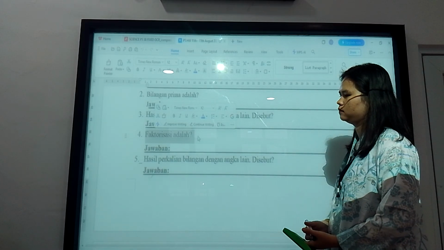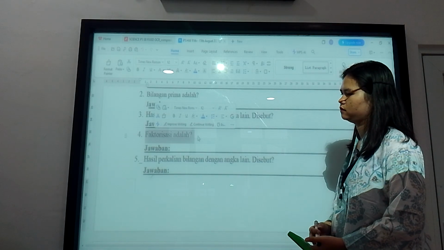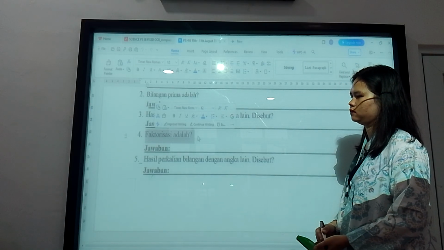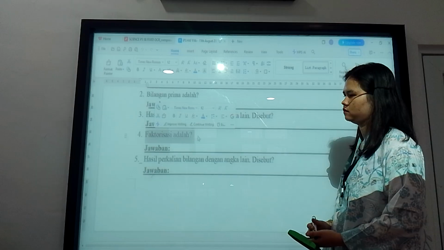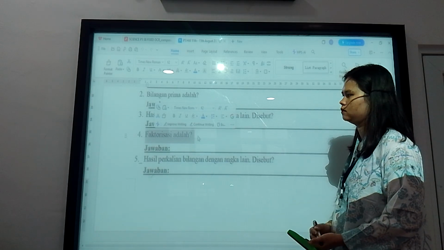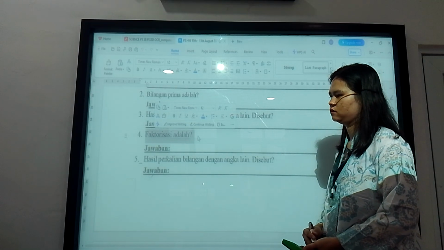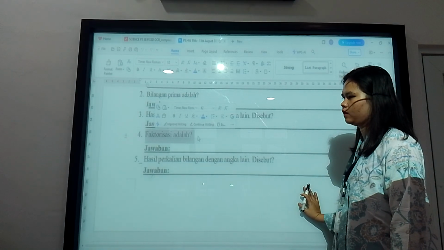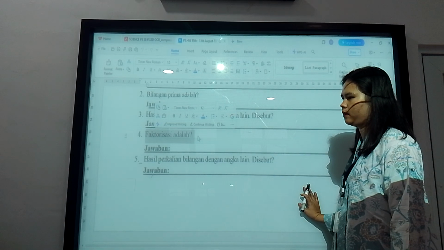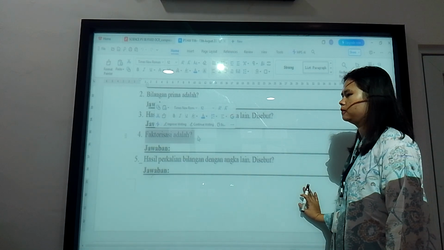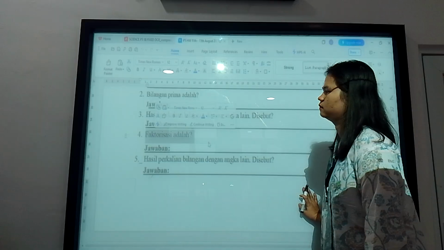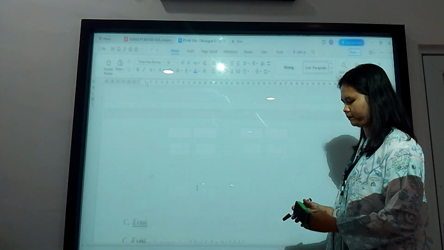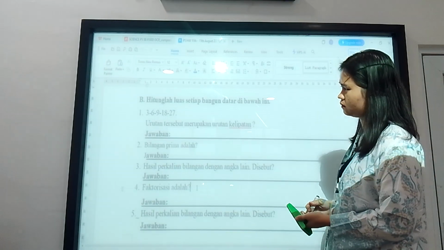Artinya di sini faktorisasi dari angka 12 misalnya. Faktorisasi dari angka 12 itu 1, 2, 3, 4, 6, 12. Itu adalah faktorisasi dari 12. Sedangkan faktorisasi prima dari 12 adalah 2 pangkat 2 kali 3. Jadi yang digunakan cuma bilangan prima saja. Oke, jadi harus ada perbedaan antara faktorisasi dan faktorisasi prima. Dan sedikit revisi untuk soal nomor 1 ini.